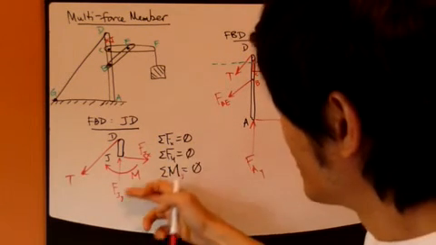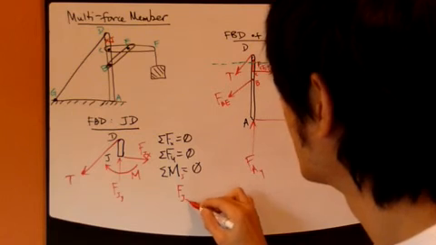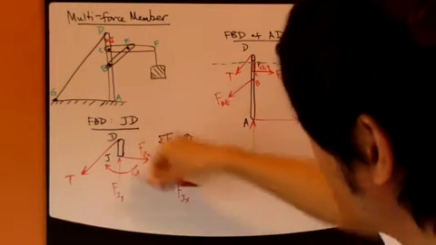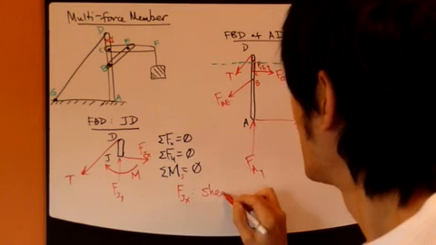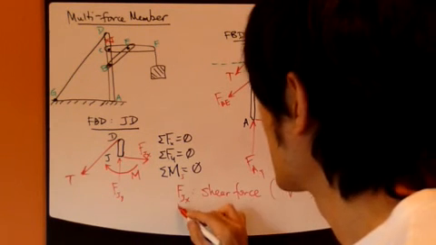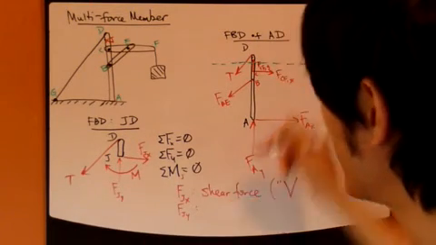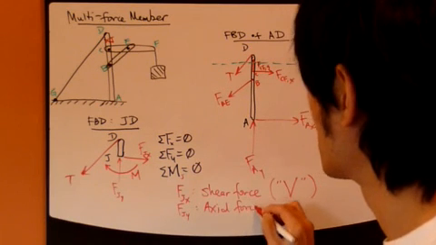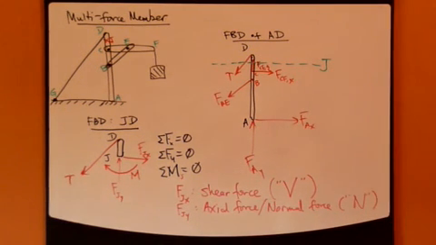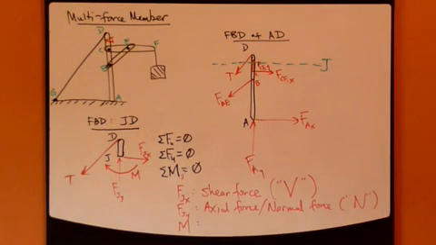Now, these three have special names. This F_Jx is going sideways, perpendicular to the direction of this JD or AD direction. We call it shear force, and the textbook calls it V, V for shear force. This F_Jy, since it's along the axial direction of AD, is called axial force, sometimes also referred to as normal force. The textbook calls it N for normal force. This moment M is actually a couple moment. You can look at it as a couple moment.